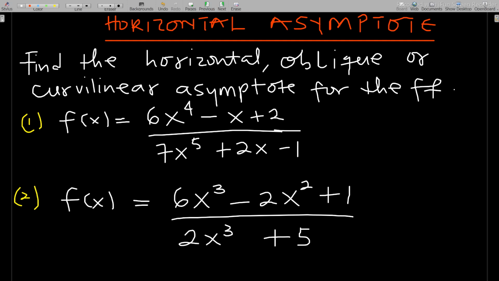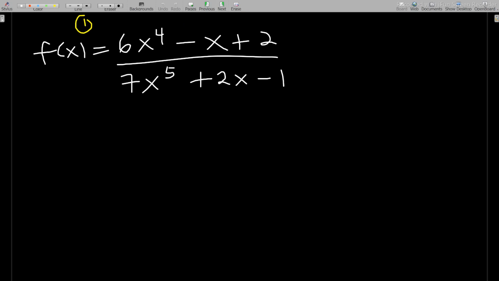All right, so with the first one, let's go ahead and solve it. With the first one here, y equals this. Now I can just straight away write the horizontal asymptote. Let me write the answer and I'll show you the way. The horizontal asymptote is y equals 0. That is the solution. You are wondering how, right? But then let me show you.